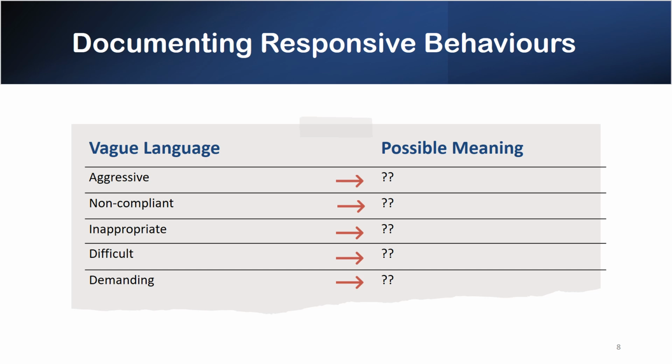Will colleagues be able to easily know what the behavior looks like and if there is more or less of it? What behavior is considered non-compliant, inappropriate, or difficult? These words and labels don't provide us with enough information to know what is happening, when it happened, or if it is getting better or worse with our interventions.